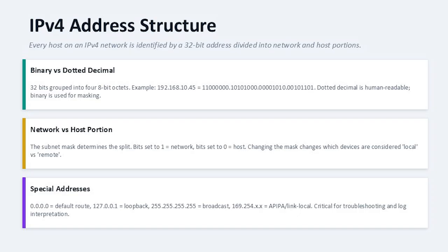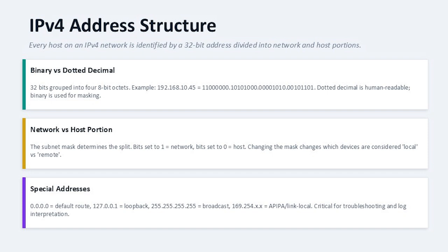So going back, on the network versus host portion, the subnet mask determines the split of the particular network. Any bits which are set to 1 are part of the network, and any bits set to 0 are part of the host. Then you change the mask, which changes which devices are considered local versus remote. And when I say remote, that means you have to talk to the router to get it directed to the particular network segment.